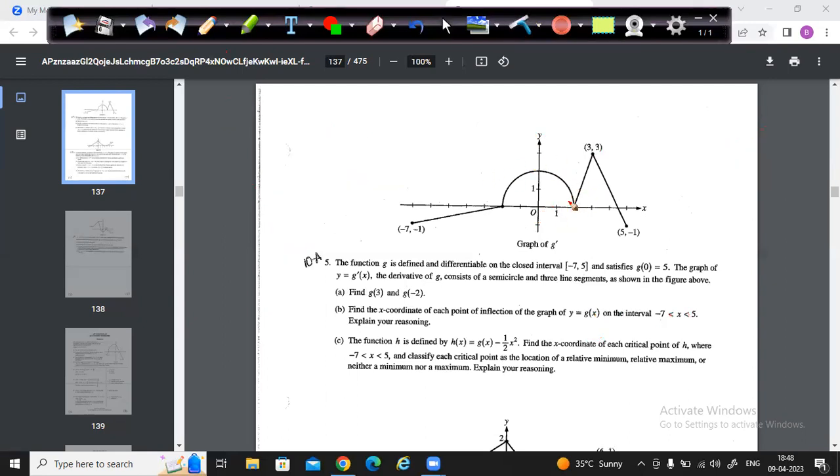Now, if I take this point, which point? H dash of 3. H dash of 3 is g dash of 3 minus 3. So if I take a point here, g dash of 3 minus 3 is negative.